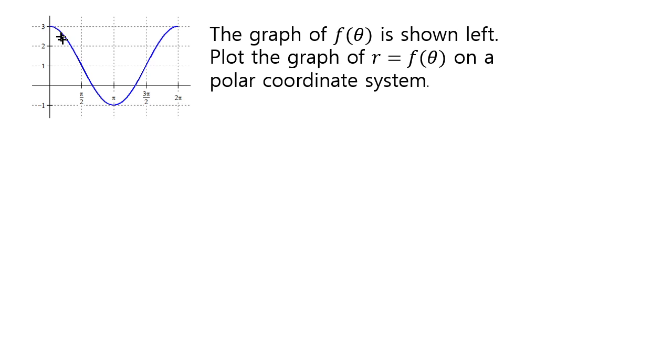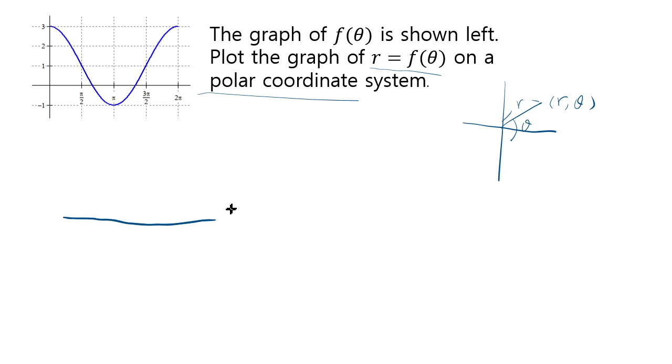Suppose you're given the graph of a function and you are being asked to draw the graph in the polar coordinate system. The polar coordinate system uses angle and distance from the center to plot r comma theta, right? And to get some idea of what the corresponding graph would be, you should try to sample some points.